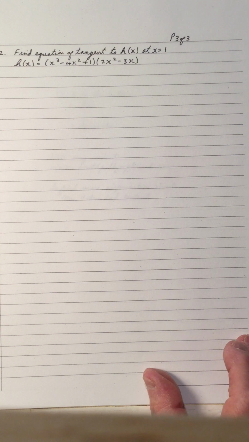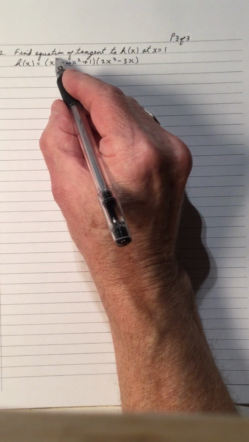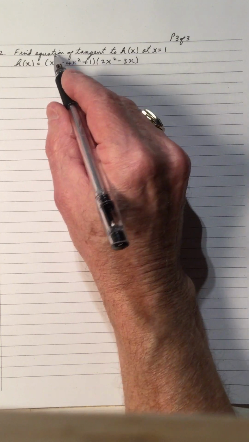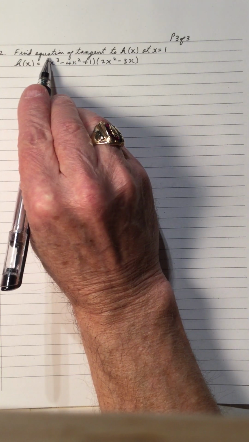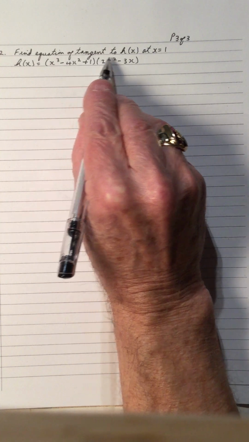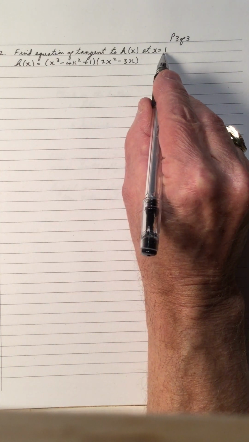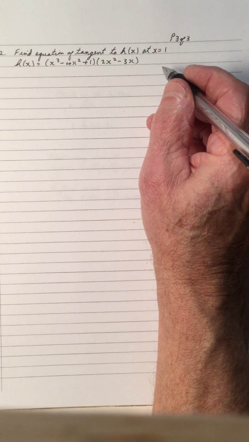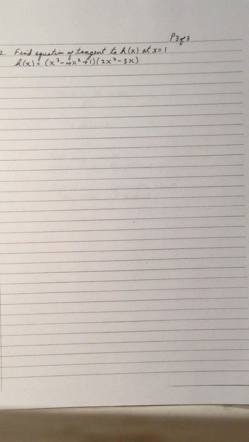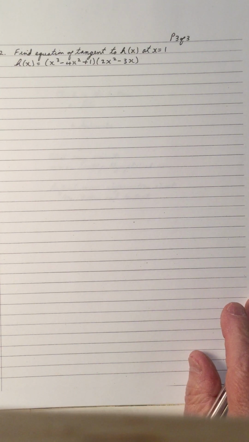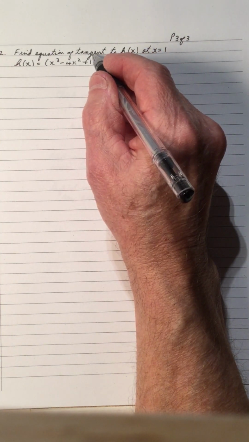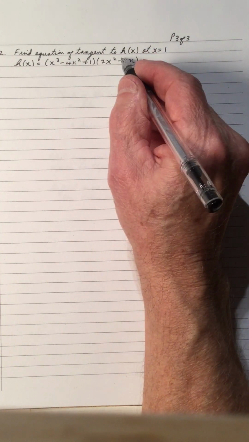And let's do another question. Find the equation of the tangent to h of x at x equals 1. To get the equation of the tangent, we have to find the slope. The slope at a point is the derivative of this function.